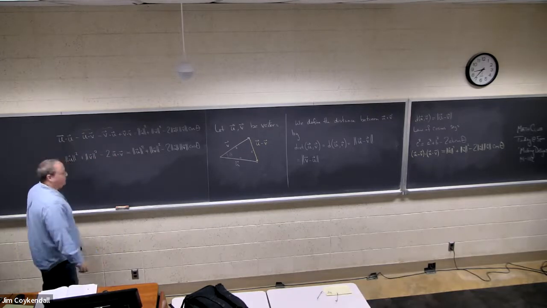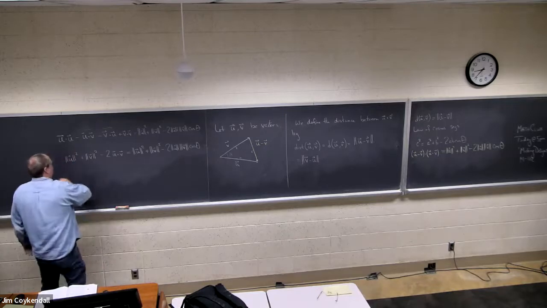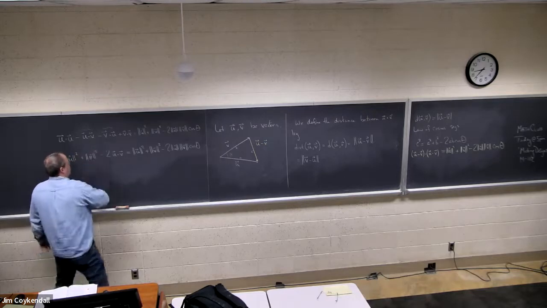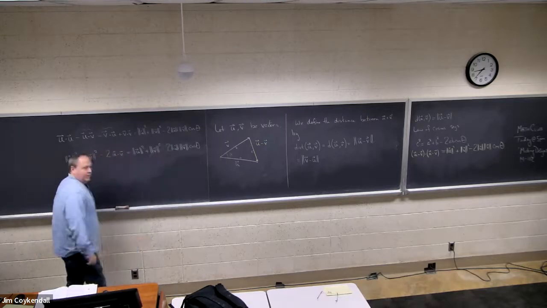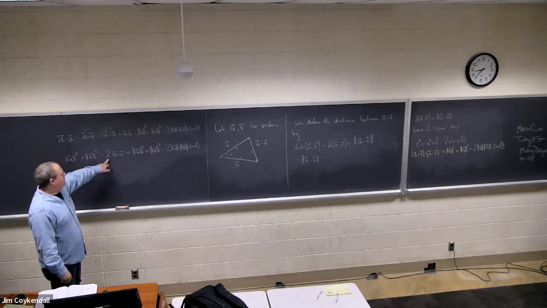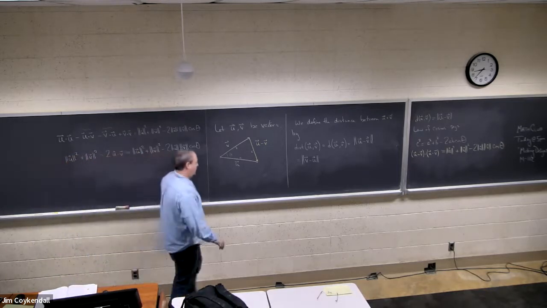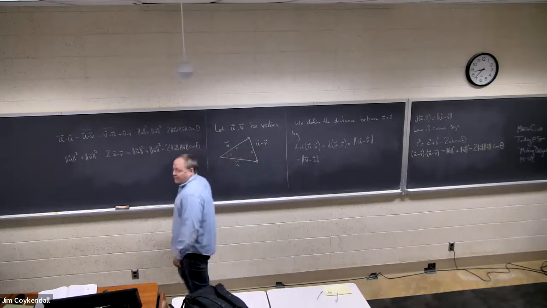And notice that there's some serious cancellation, right? These two disappear. These two disappear, leaving a much more modest formula. And now, in fact, I can divide out by negative 2. And I get this very fundamental formula.